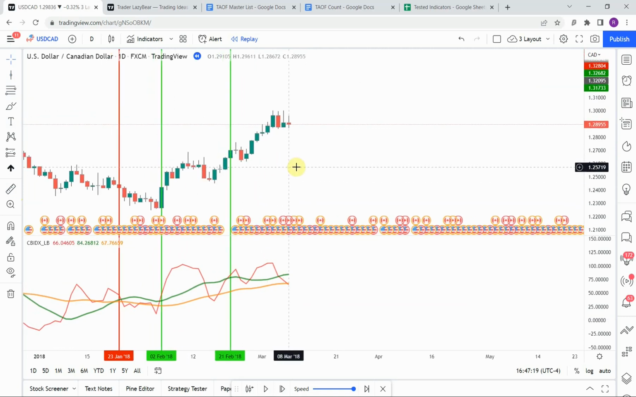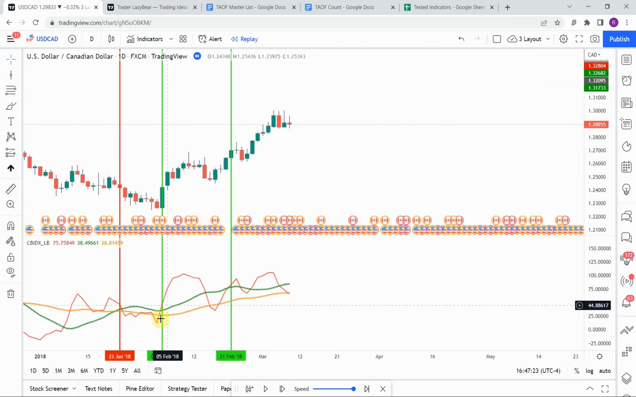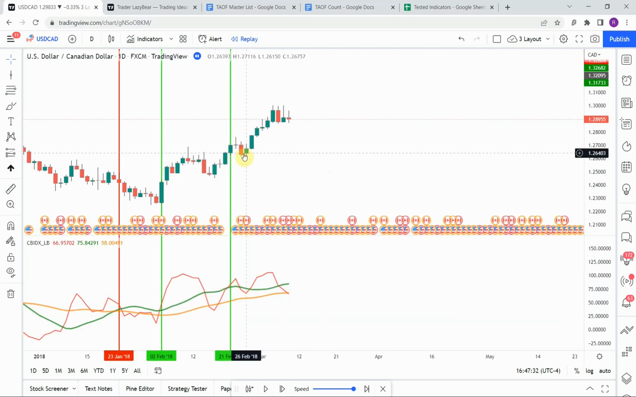All right, so we pick up another long right here, same kind of continuation there, where the green line stays above the orange line, and then we get that cross of the red line up above the green, so it's above both of them. We get a little bit of a correction right there, but then a nice push back to the upside, which does get us to our take profit.